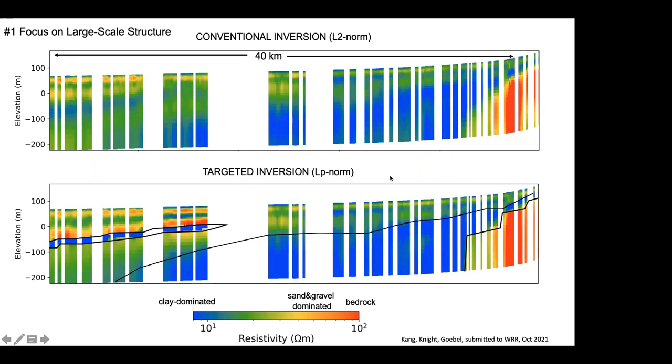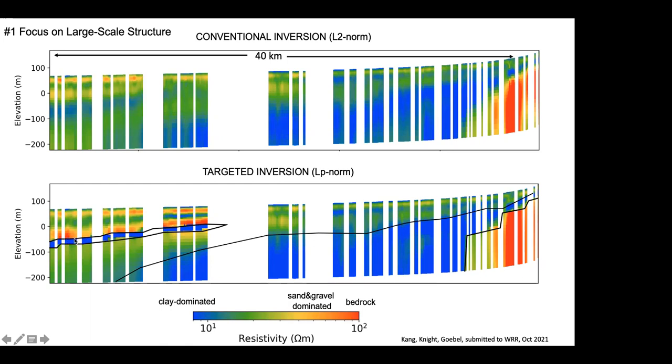So we've done what we're calling a targeted inversion. The paper's been submitted to WRR. Happy to send an early version to anyone who wants it. And we're adopting what's called an LP norm inversion, where the exponent on your smallness and your spatial constraints, instead of being a 2 in the LP norm, you allow that exponent to vary. And by varying that exponent, you can incorporate prior knowledge. Specifically, you can incorporate, I am looking for an abrupt change in resistivity, and I am looking for a narrow range of resistivity values in this area.